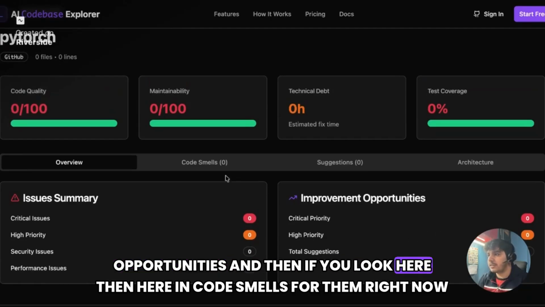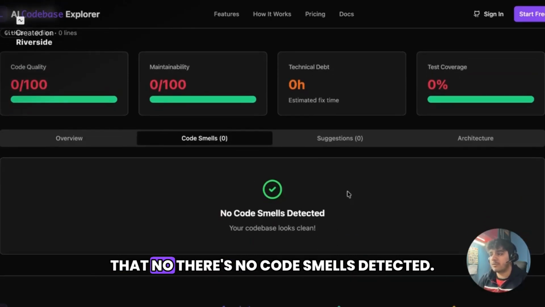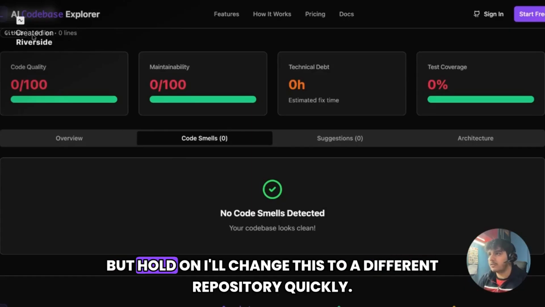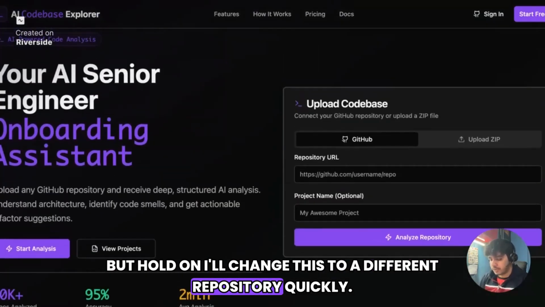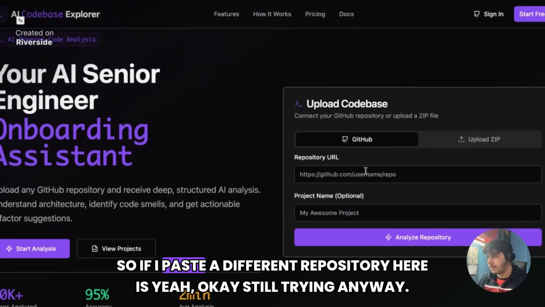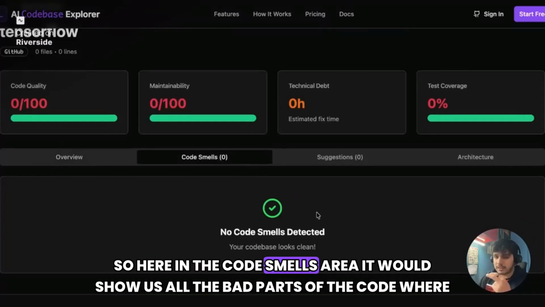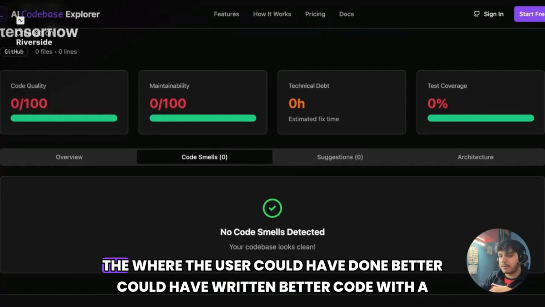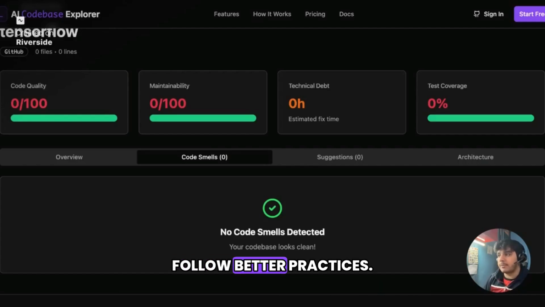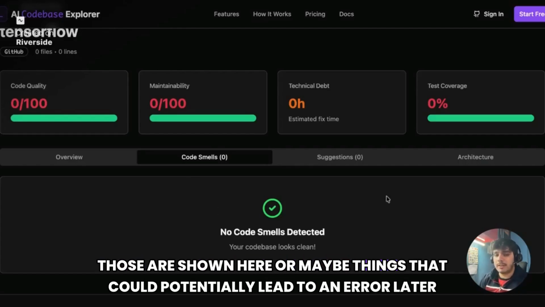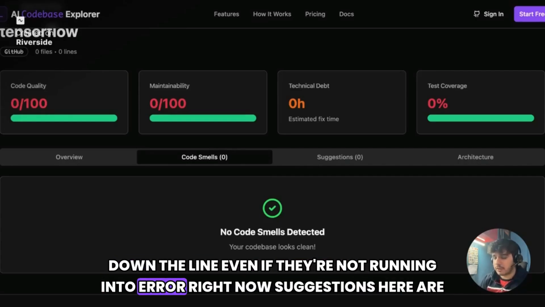And then if you look here in code smells, for example, right now there are no code smells detected. But hold on, I'll change this to a different repository quickly. Okay, so if I paste a different repository here, yeah, it's still showing. Anyway, here in the code smells area, it would show us all the bad parts of the code where the user could have done better, written better code, followed better practices. Those are shown here, or maybe things that could potentially lead to an error later down the line, even if they're not running into an error right now.